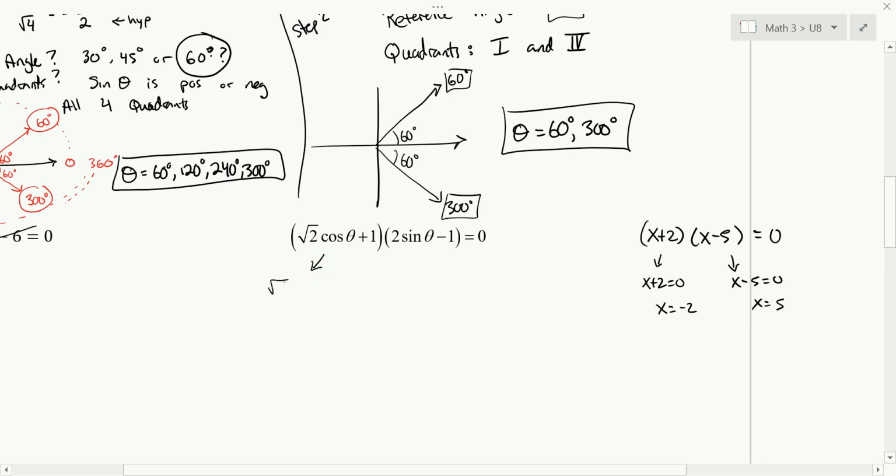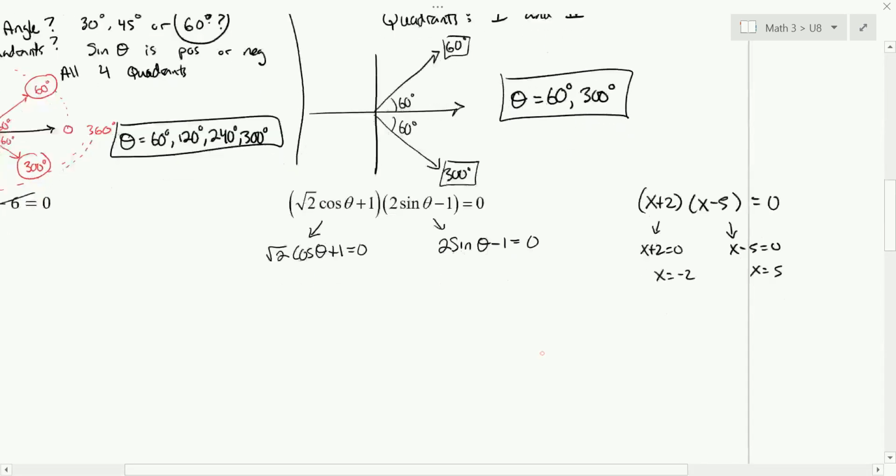But separate it. So root 2 cosine theta plus 1 is 0. And 2 sine theta minus 1 equals 0. So I'm separating them. It's like I have two separate problems now to solve. So I need to go through those steps with both of them now. Each one will give me some answers, and then for the final answer, you combine those answers. Okay?